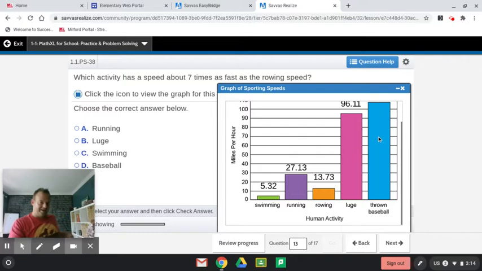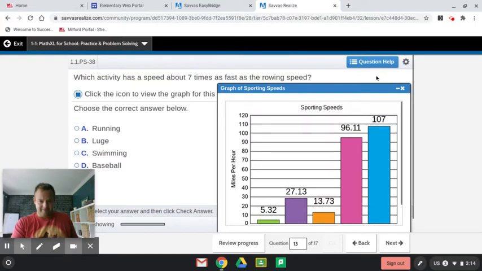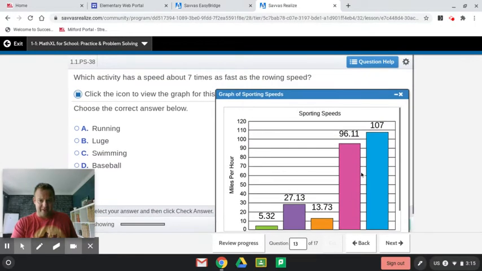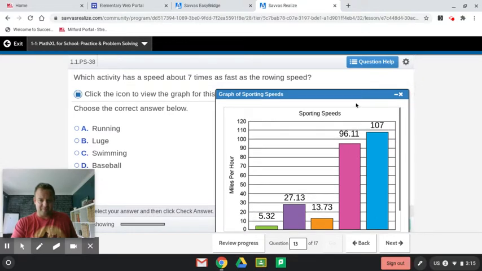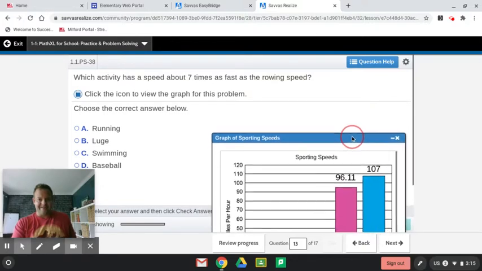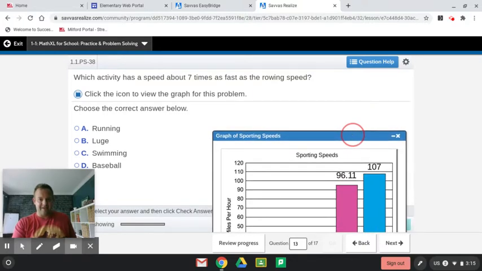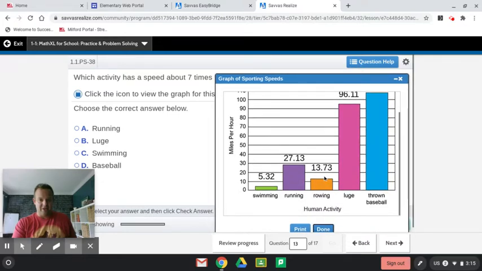And we want 7 times that. So what my goal is, guys, is I think it's either going to be luge or throwing a baseball. So what I'm going to do is go seven times the rowing speed. Rowing was 13.73.